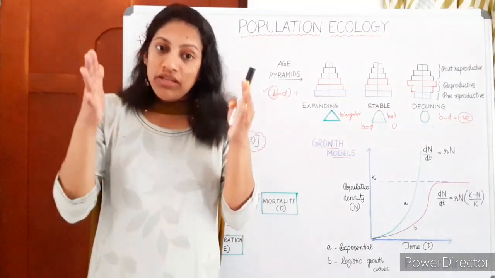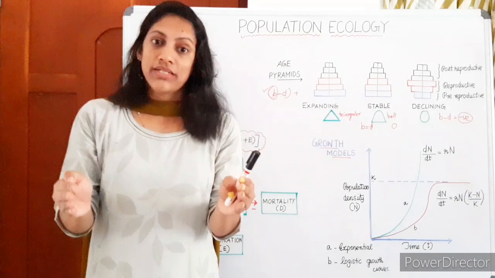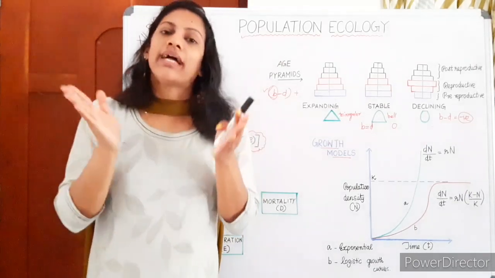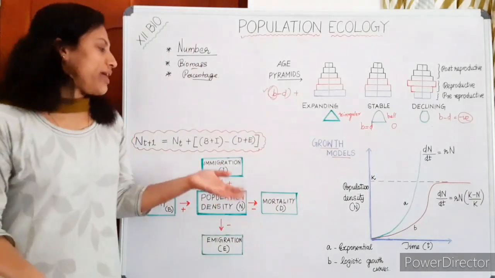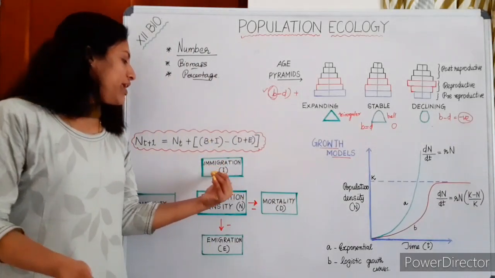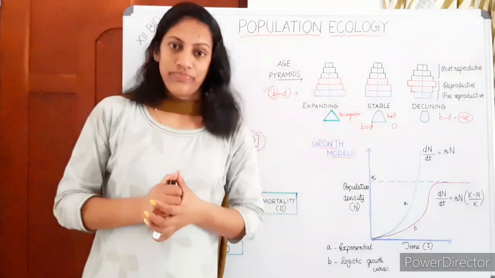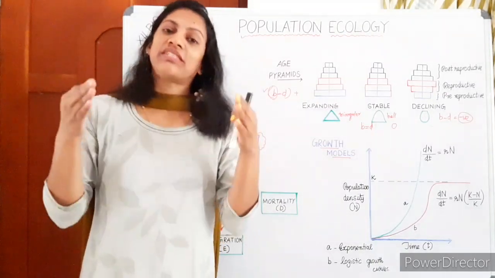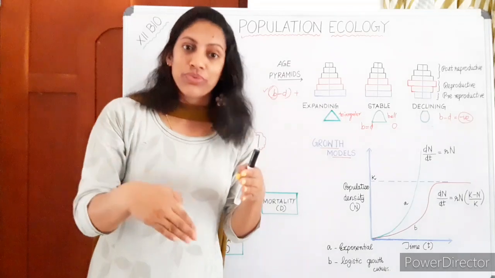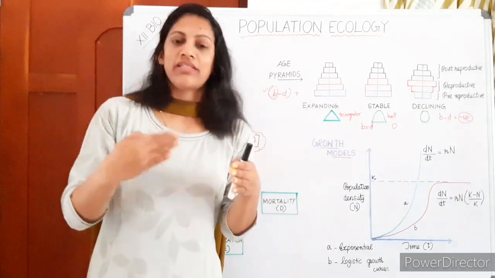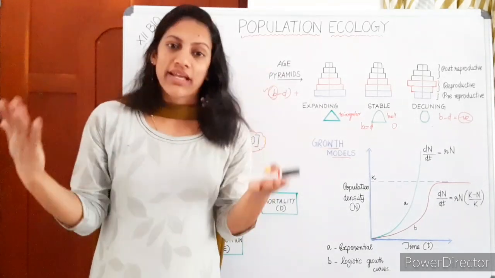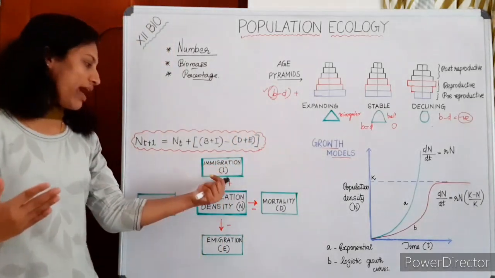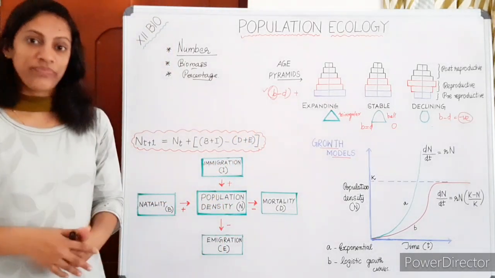Similarly, if individuals of the same species get into that population from outside, from elsewhere, that is also a positive factor. So immigration, I, is also a plus factor. That means if individuals of the same species immigrate or migrate from elsewhere into a population, we can call it a plus factor. So immigration adds to the population density.